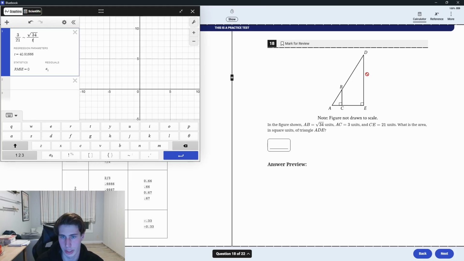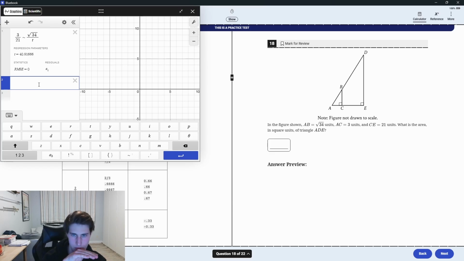So now we need to find the area of triangle ADE. You might have recognized that if we have the length of one side and the length of the hypotenuse, we just need to find the length of the height. That is the Pythagorean theorem, but we have to be careful here. We know that AE is actually AC plus CE.